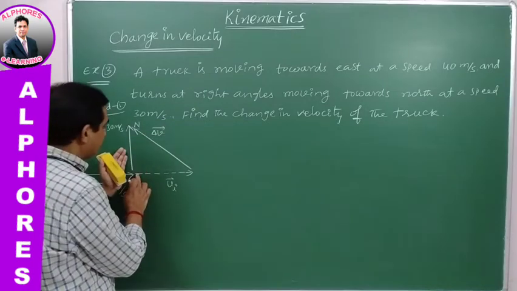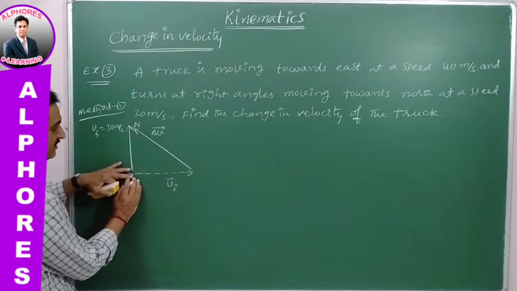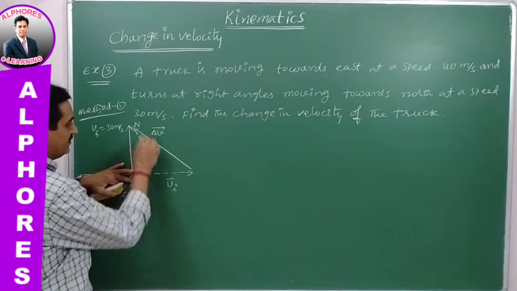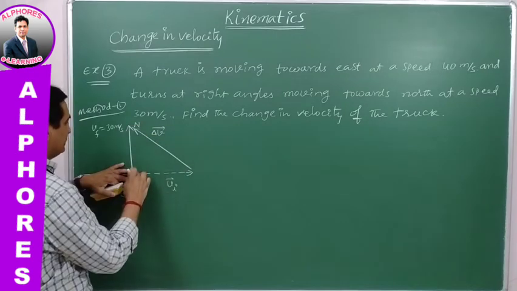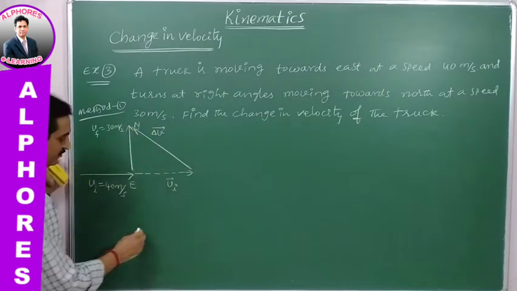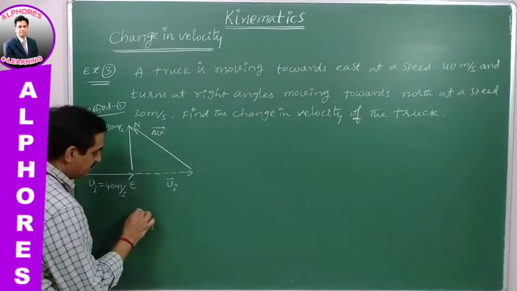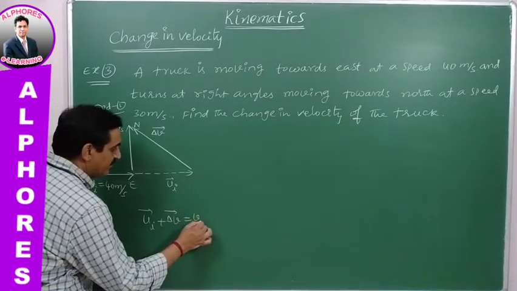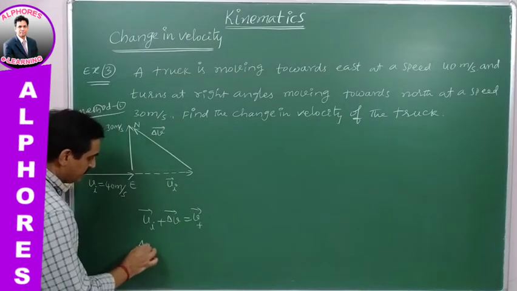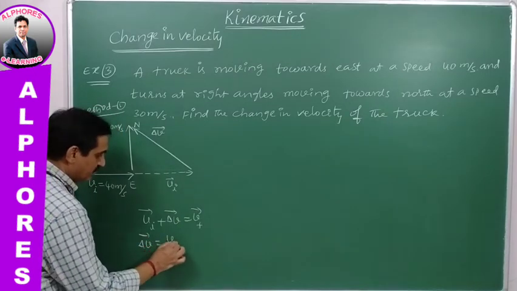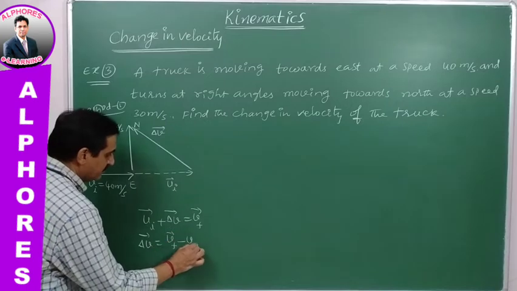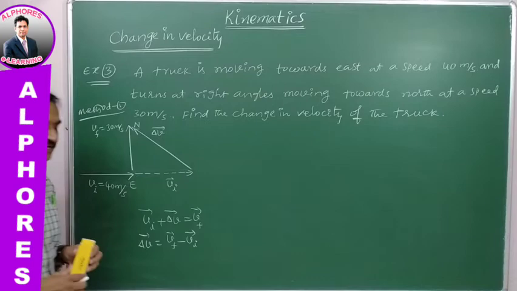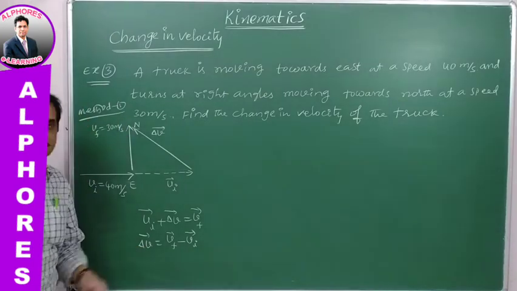Now from this triangle, this is the first vector. Close this one. This is the first vector, this is the second vector. These two are in the same order, and their addition is in reverse order. Therefore, Vi plus change in velocity is equal to Vf. Then change in velocity is equal to Vf minus Vi. So this is the standard formula attained for change in velocity.